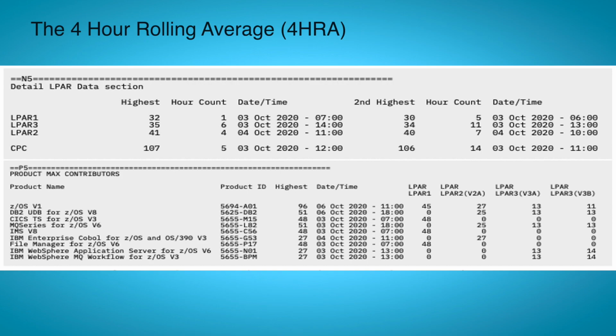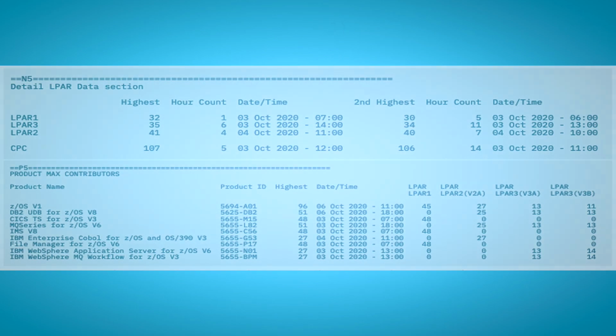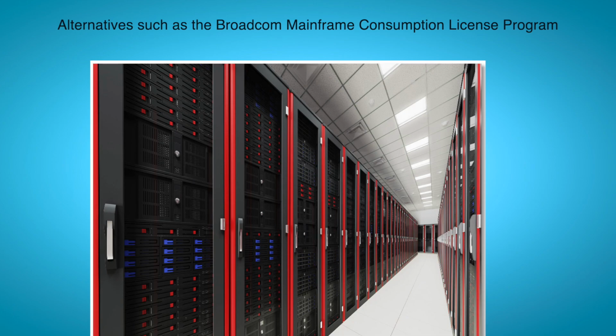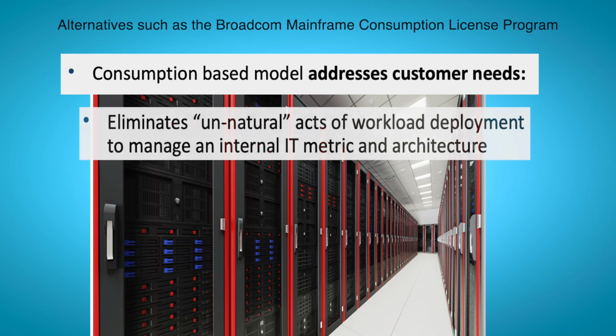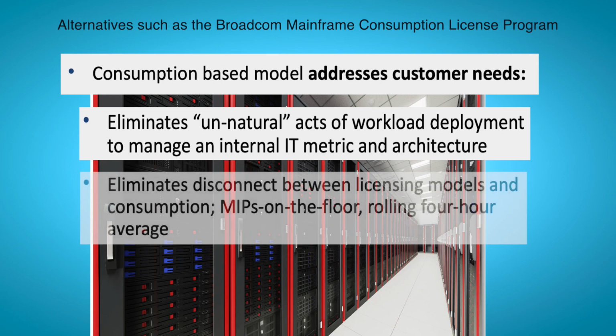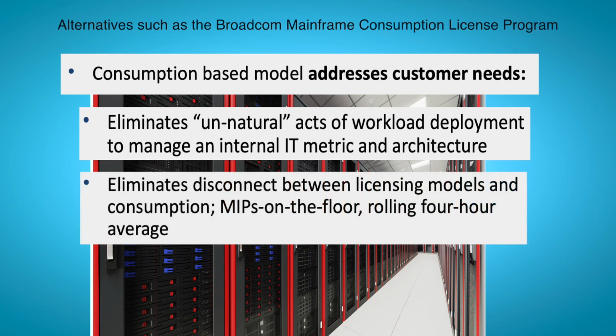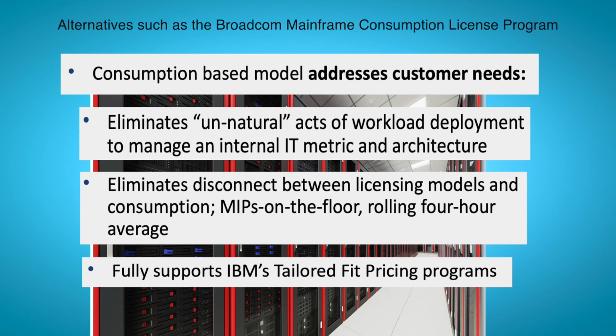As an example, how do I move away from just managing or controlling the 4-hour rolling average? Alternatives such as the Broadcom Mainframe Consumption License Program provide customers with the ability to eliminate unnatural acts of workload deployment to manage an internal IT metric and architecture. It eliminates the disconnect between licensing models and consumption, MIPS on the floor, or rolling 4-hour average. It furthermore fully supports IBM's Tailor Fit Pricing programs.